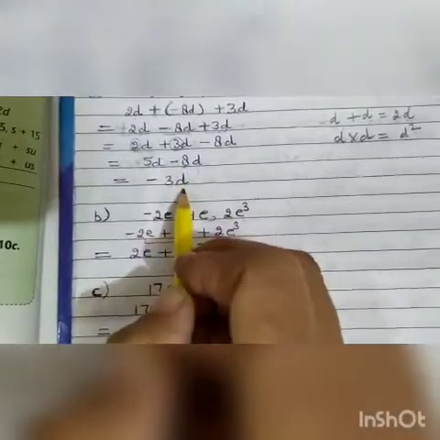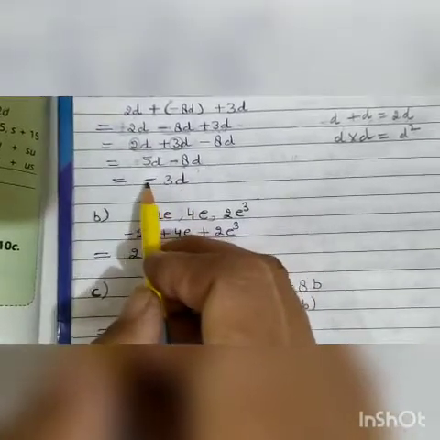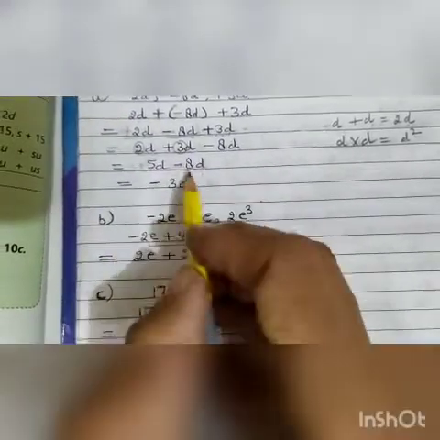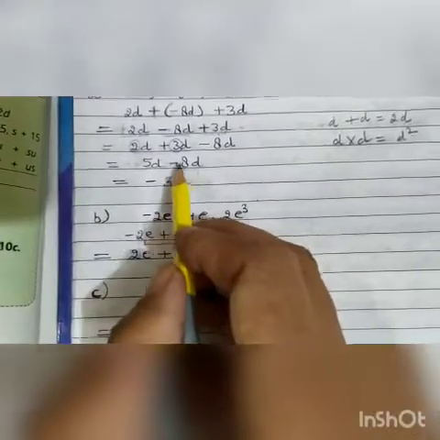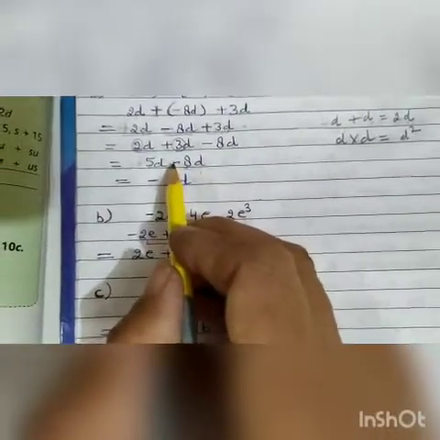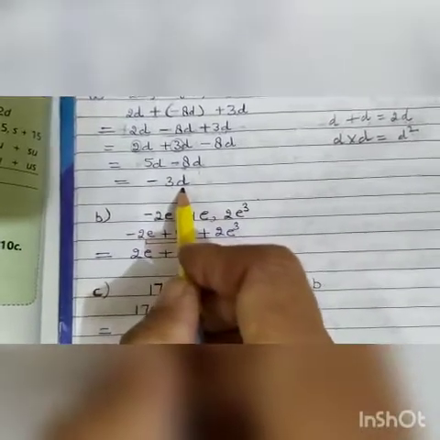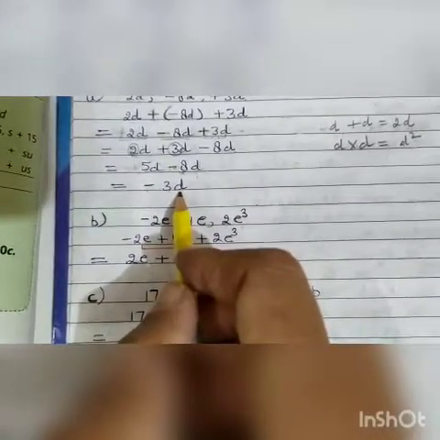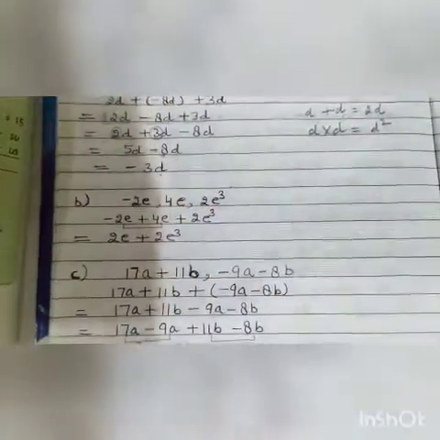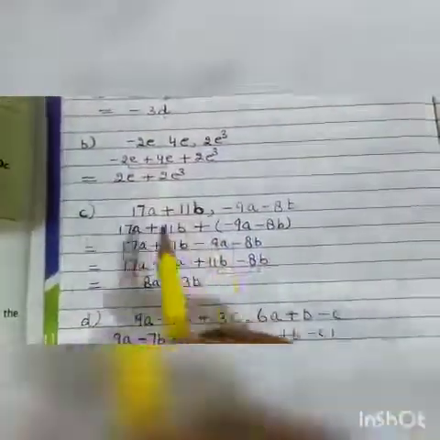D will be as it is, d. And we will put the sign of the greater term. What is the sign of the greater term here? Minus sign. So we will put this minus in the answer. I think it should be clear to all. I have tried my best to explain to you. Now come to B part.